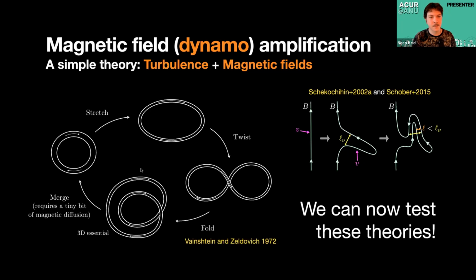There is some debate within the theory, but it does seem like this is the most plausible mechanism as to how the magnetic field can actually amplify. I hope that's clarified that.